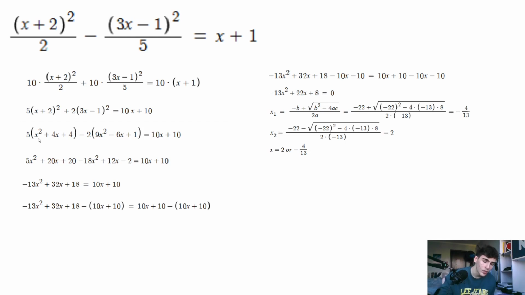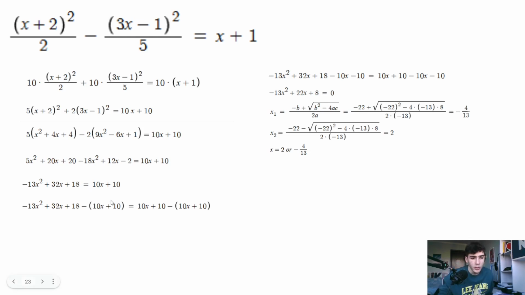And then we can take these out of these parentheses and multiply by 5. So 5x squared plus 20x plus 20. The same happens to this. So minus 18x squared plus 12x minus 2 times 1 equals minus 2, and the answer stays the same. Now we can simplify this by subtracting 5x squared and 18x squared. We can add 20x and 12x, and we can subtract 20 and 2. So it's going to be minus 13x squared plus 32x plus 18, and this equals the answer.